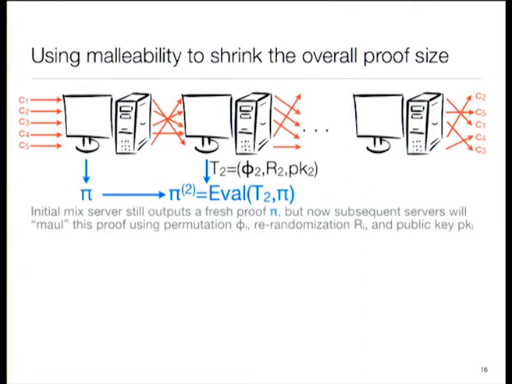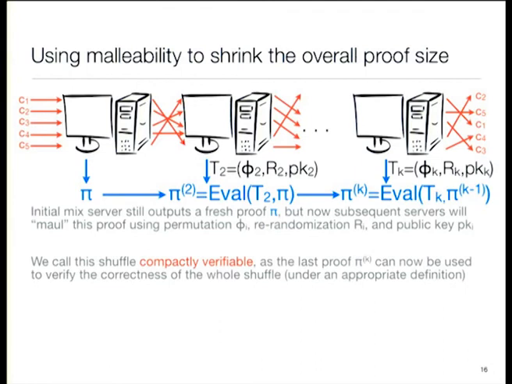So this is the permutation, the re-randomization, and also this kind of stamp of participation, the public key. What they're going to do is morph the proof using this Eval algorithm and fold in their permutation and re-randomization to the one from the mix server before it. So this essentially just gets passed down the line, and we can now say that this shuffle is compactly verifiable, because this last proof pi k is going to suffice to verify the correctness of the entire multi-step shuffle.